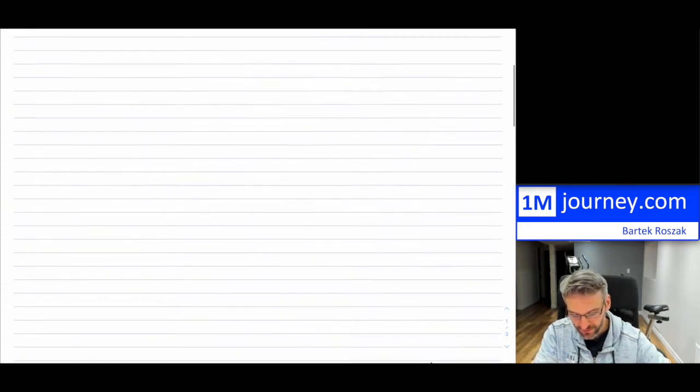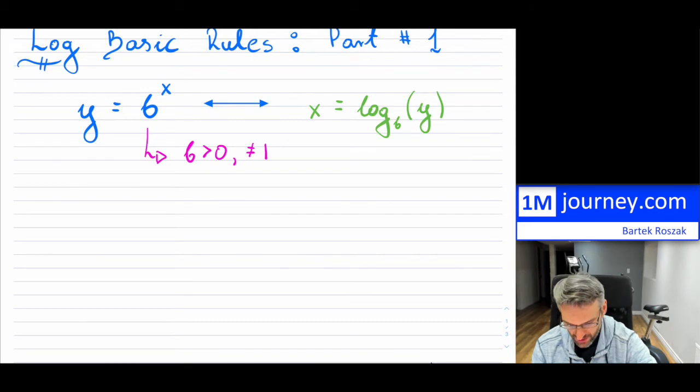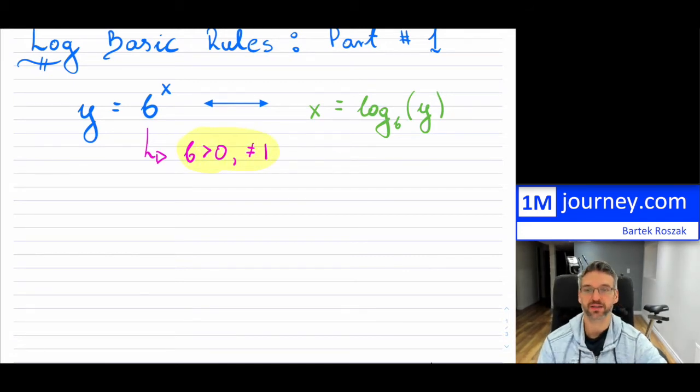Now, for logs and for exponents, we can write an exponent as a log because they are inverses of each other. When we have exponents, and especially for functions, you assume that the base b is greater than 0 and it's not equal to 1. So that means it can't be negative, so we won't make that assumption.